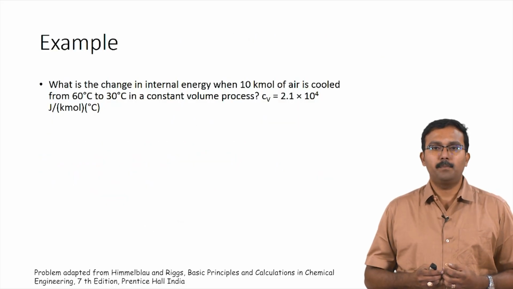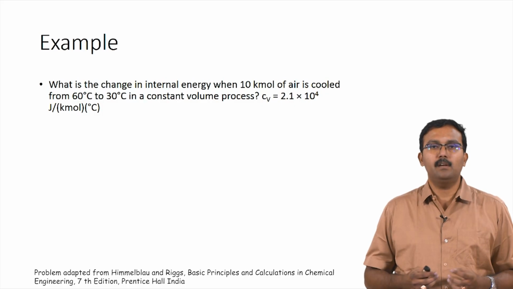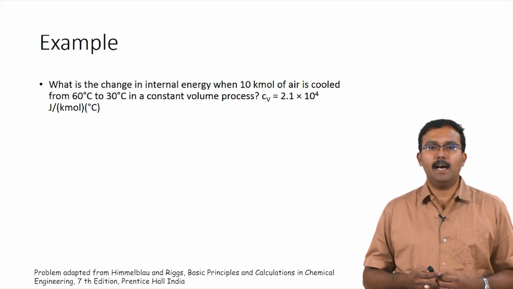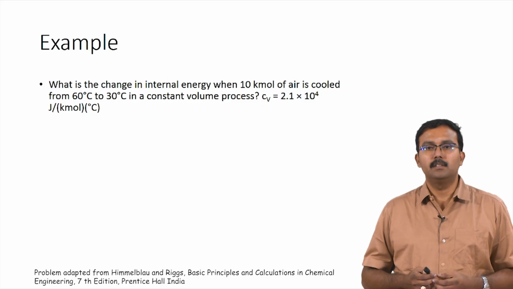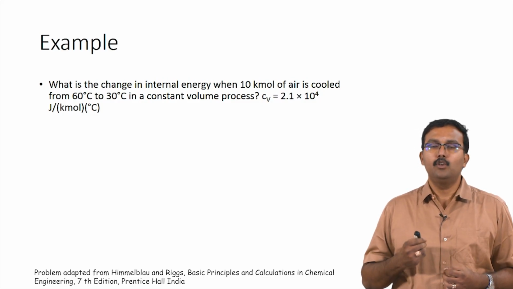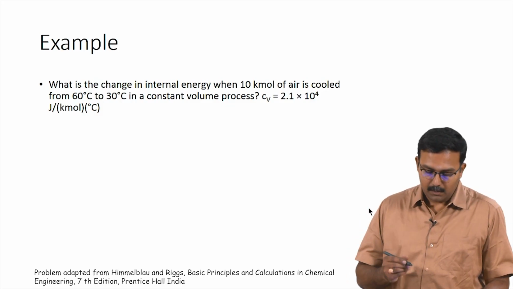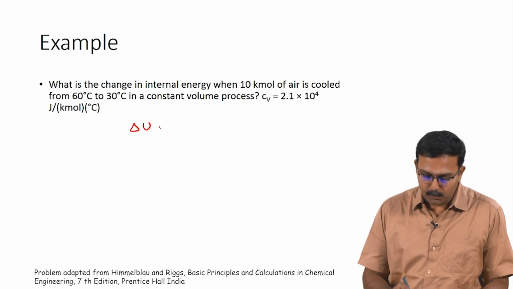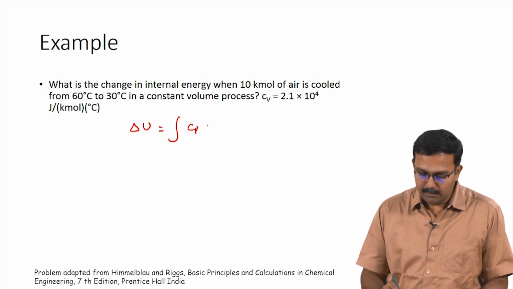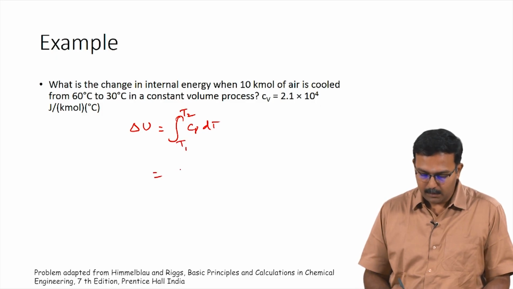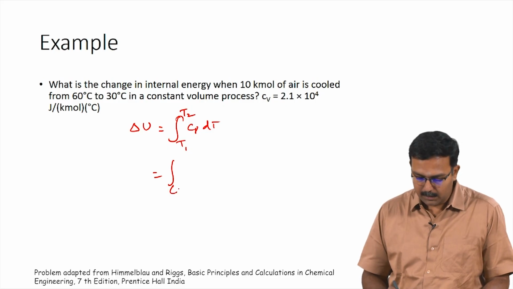Let us look at an example problem. It is a simple example problem to calculate change in internal energy. What is the change in internal energy when 10 kilomoles of air is cooled from 60 degrees Celsius to 30 degrees Celsius in a constant volume process? You have been given that Cv for air is 2.1 times 10 power 4 joules per kilomole degree Celsius. From the integral equation we got delta U equals integral Cv dT. Integration happens from T1 to T2. So, here initial temperature is 60 degree Celsius and final temperature is 30 degree Celsius.